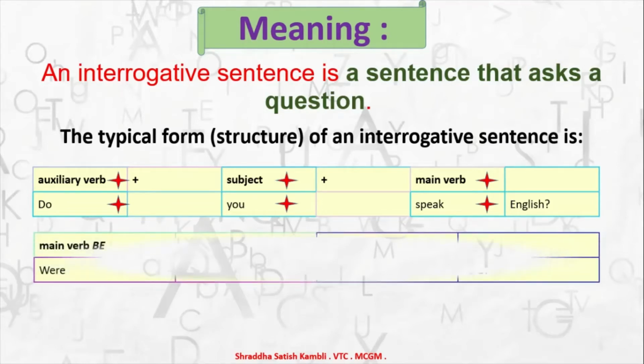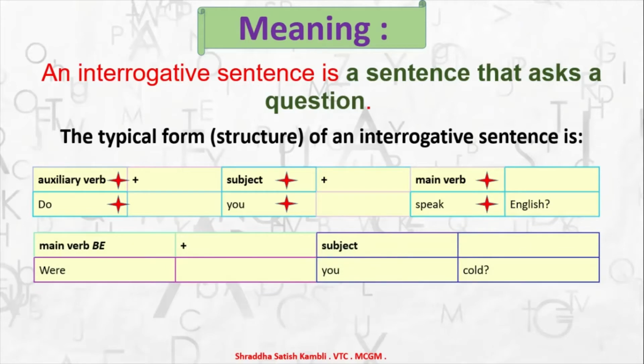Or else you can have this structure also. The main verb, the form of the word be. So you have be as the main verb and it will be asked as were. Then you have the subject, you, and then you have the object also, cold. So were you cold is another form of an interrogative sentence where you have just the main verb in the form of be and the subject.